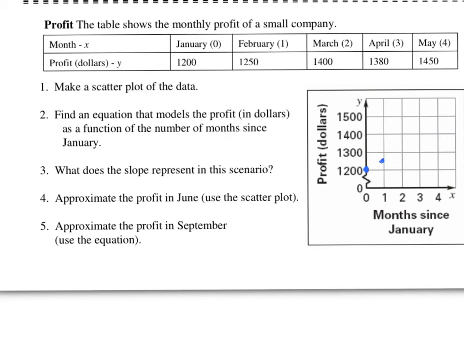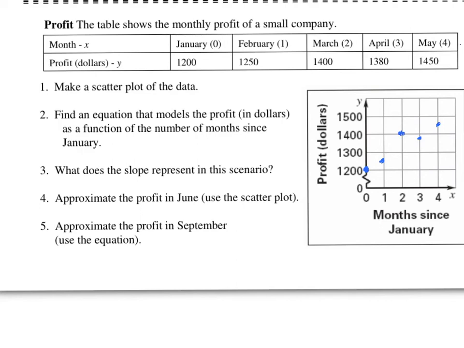For the second month past January, we have a profit of 1,400. So that's about here. And we are now on April, so the third month since January. The profit is 1,380, which is just a little bit below the line here. And for the fourth month past January is 1,450. So that's halfway between 1,400 and 1,500. Okay, so we've made a scatter plot of the data.